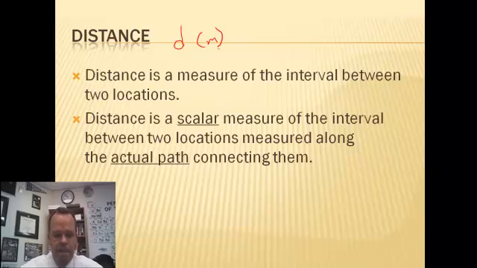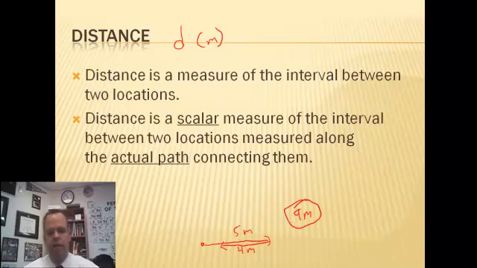So if you were to walk, say we had a person, and they walk 5 meters to the right, and then they turn around and walk 4 meters to the left, they would travel a total distance of 9 meters.